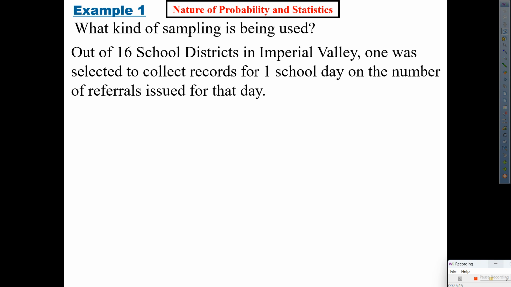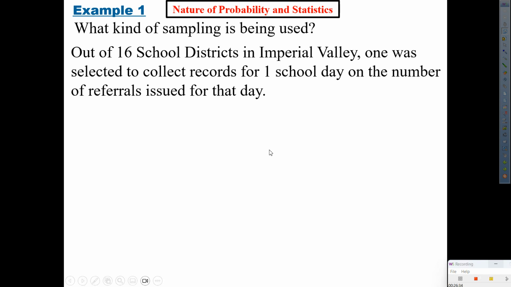All right, looks like Melina's got it. What do you think, Melina? Cluster. Hands if you agree with cluster. That is correct, because they are separated into districts, and then they select from 1 district to do the survey.